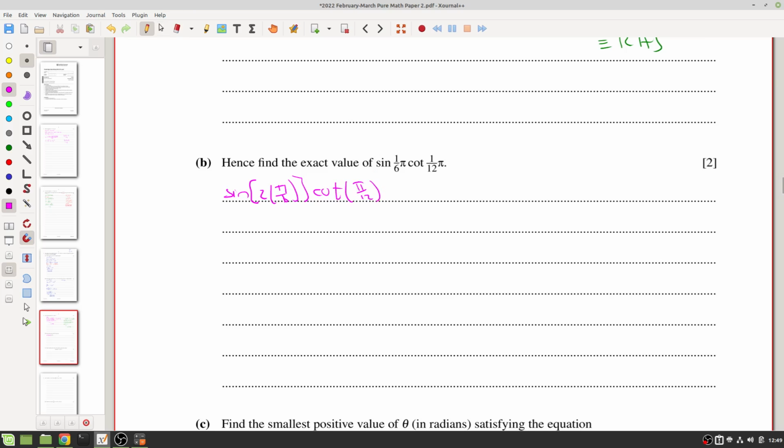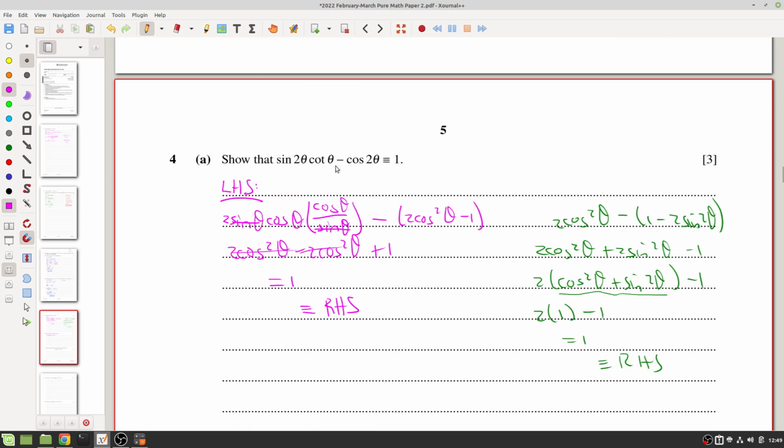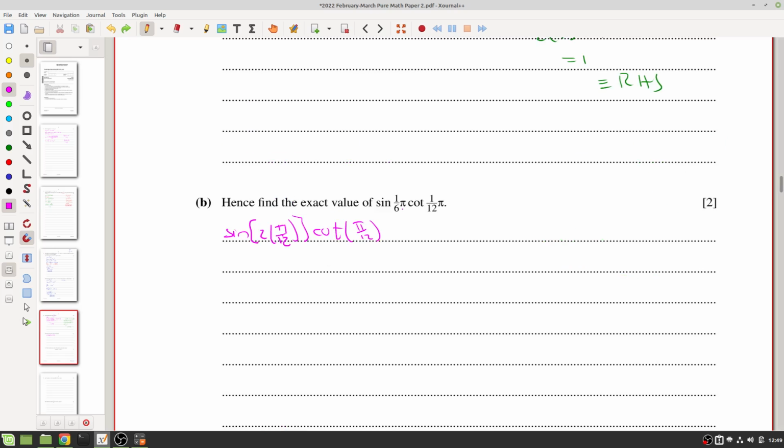Oh, sorry, that's not 2 times pi over 6. That's 2 times pi over 12 is what I meant to write. 2 times pi over 12. So it's basically sine 2 theta cot theta. So that's this part. So this part is equal to 1, and then we can move this across, 1 plus cos 2 theta. So that is equal to 1 plus cos of 2 theta. And theta in this case again is pi over 12.